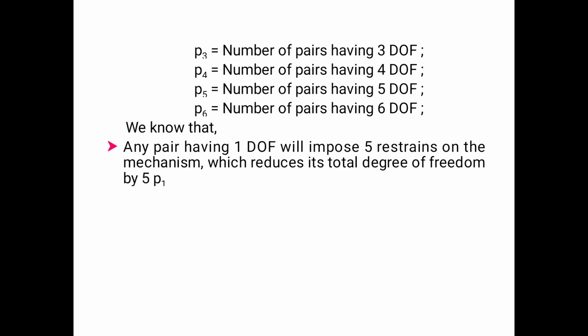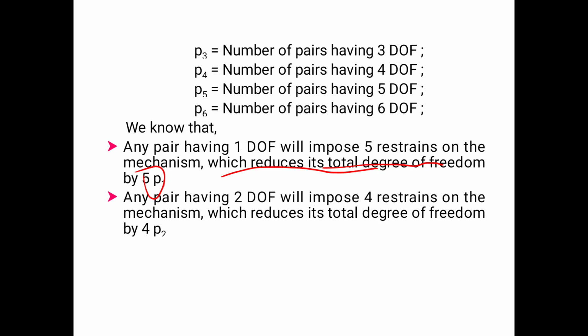So automatically, if there are a total of 6 degrees of freedom and 1 restriction is applied, there are 5 motions remaining. So for 5 degrees of freedom there is only 1 restraint, and for 1 degree of freedom there will be 5 restraints. Any pair having 1 degree of freedom will impose 5 restraints on the mechanism, so that it reduces the total degree of freedom by 5p1. 5 indicates the number of restraints, and the subscript 1 indicates the 1 degree of freedom. Similarly for 2, 3, 4, 5, 6 also.